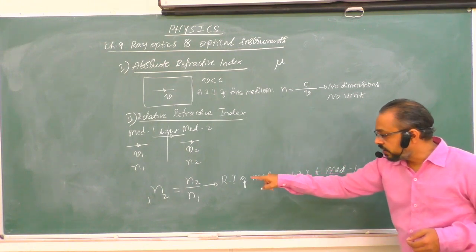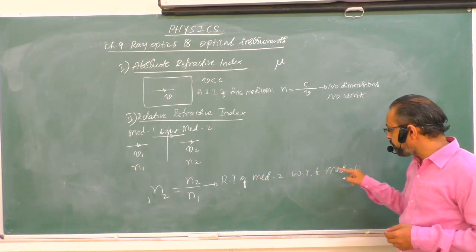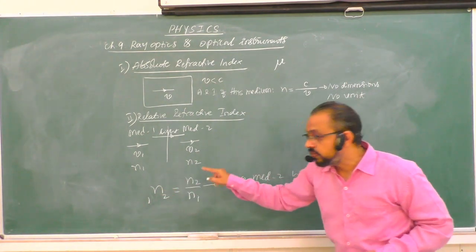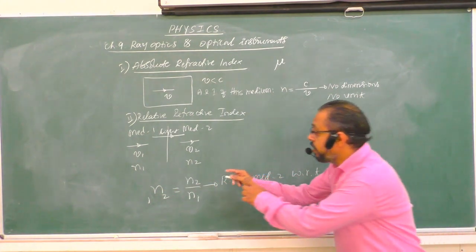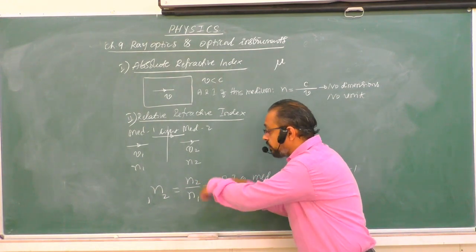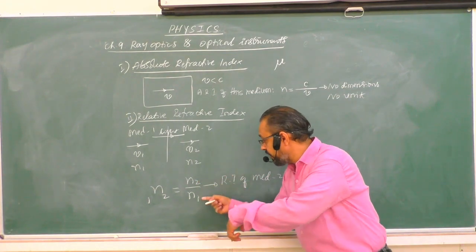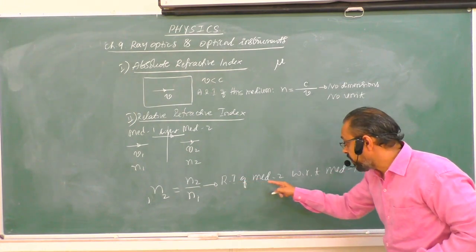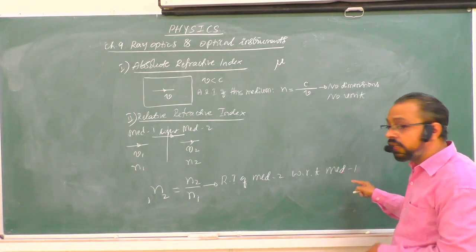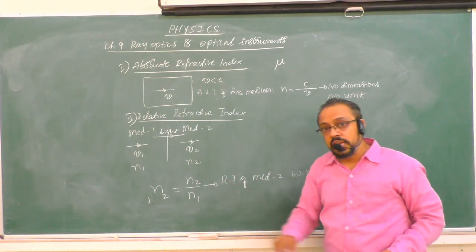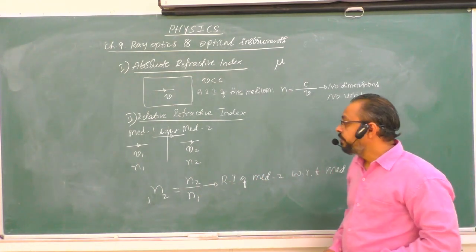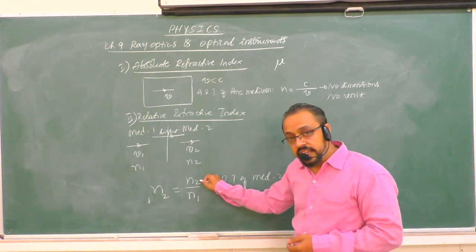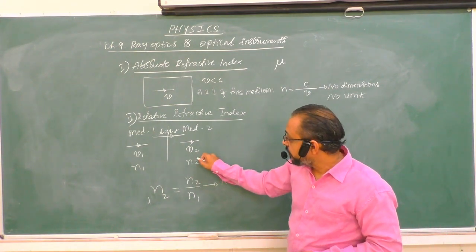So refractive index of medium 2 with respect to medium 1. This is how you have to read this notation. If you write it reverse, n1 by n2, that will be a different meaning. So refractive index of medium 2 with respect to medium 1 should be written like this only. So be careful.